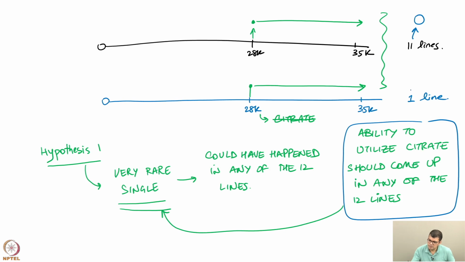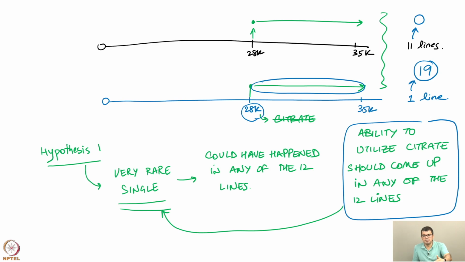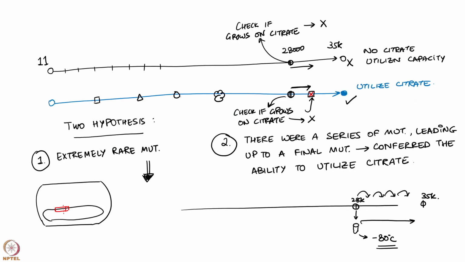On the other hand, when individuals from this particular line were started for this re-evolution experiment from 28,000 generations, 19 different times individuals were found which acquired the ability to utilize citrate as this repeat evolution experiment was done. So this gives us a pretty clear indication that it is not hypothesis 1, it is in fact hypothesis 2 which is responsible for the ability to utilize citrate in this one line.